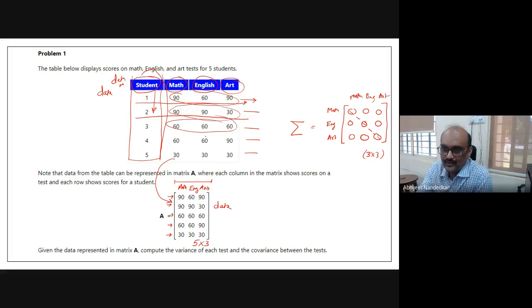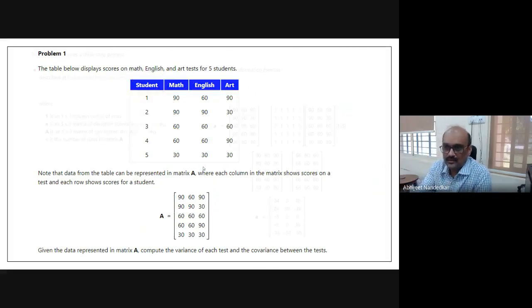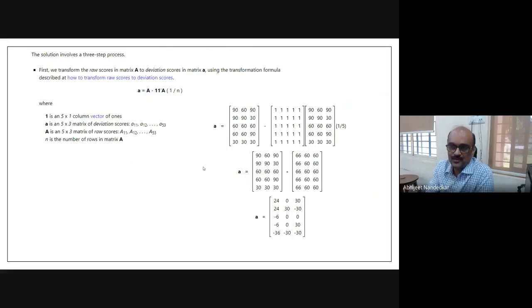Okay, and take this difference row of this difference matrix and do the outer product. Okay, that will be one way. Here I am telling you another simple way of doing this.